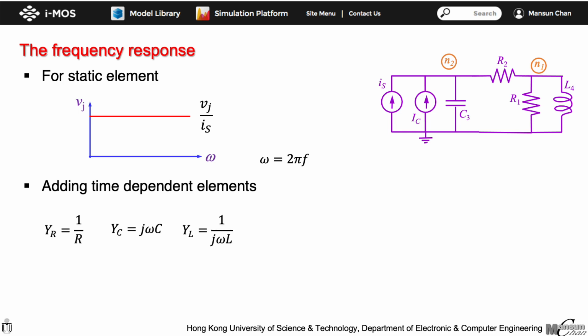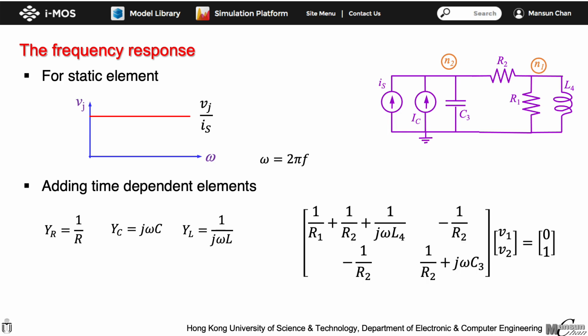And the admittance of the resistor, capacitor, and inductors are given here. Treating them the same way as conductance, we obtain the following circuit matrix equation. We can then solve for all the node voltages to find out their responses at different frequency omega.